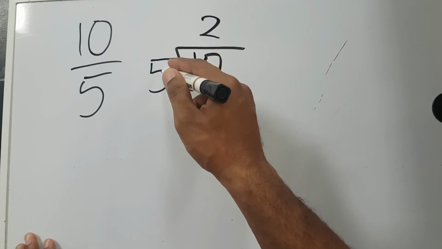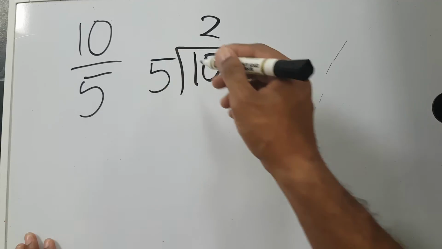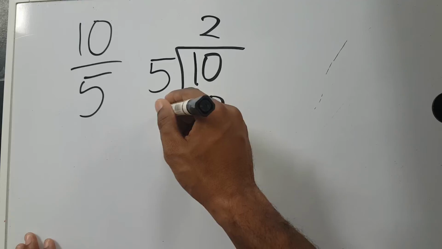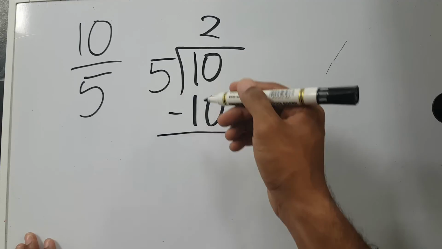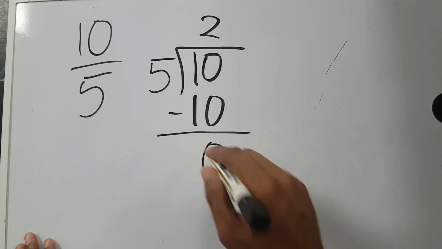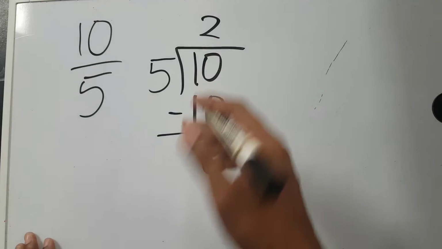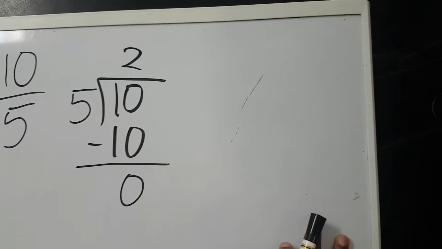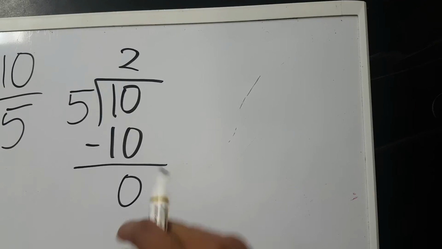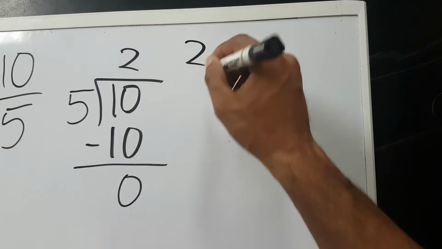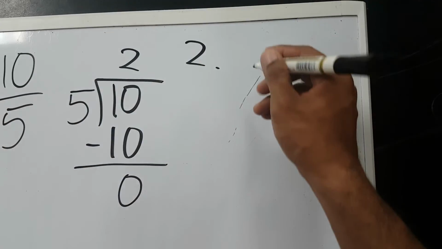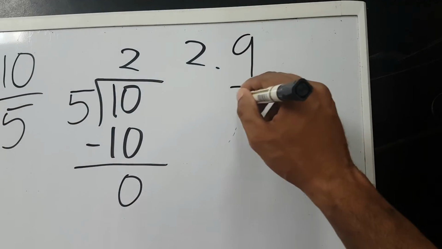2 multiplied by 5. Remember, we multiply these two together. That is going to be 10. And then you subtract. 10 minus 10 is going to be 0. So the answer is 2, right? Simple enough. Let's try problem number 2. That one was 9 divided by 3. So we have 9 divided by 3.